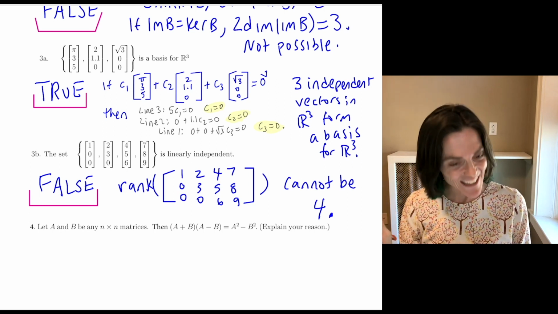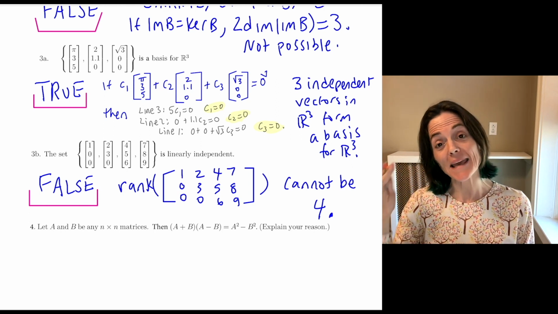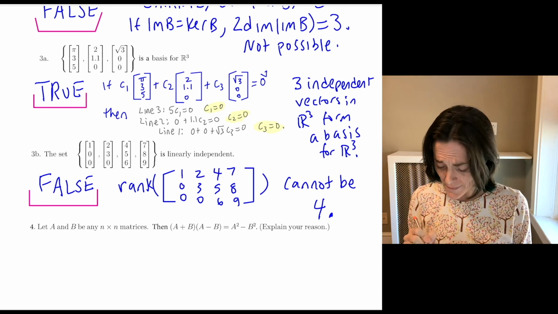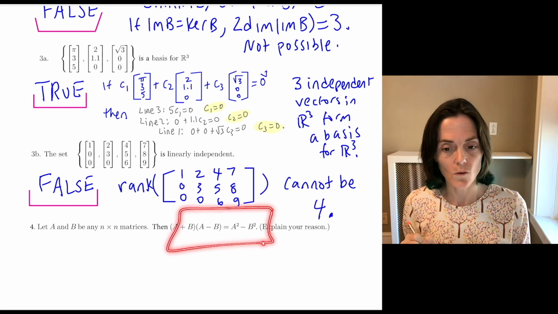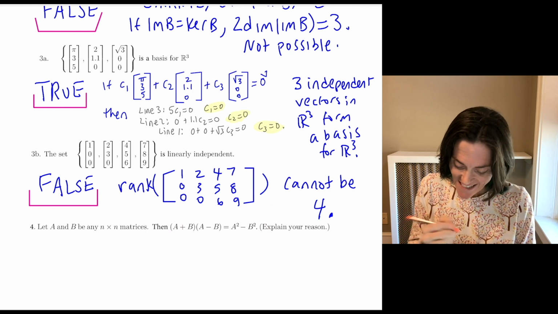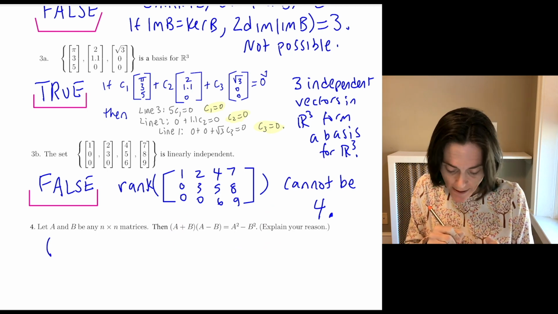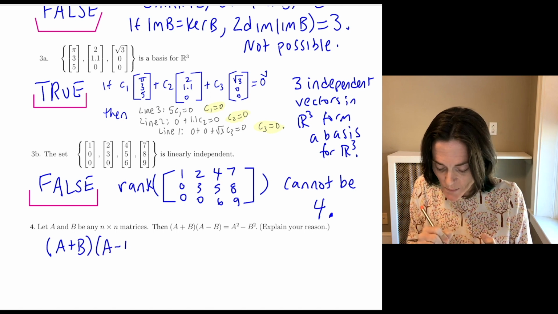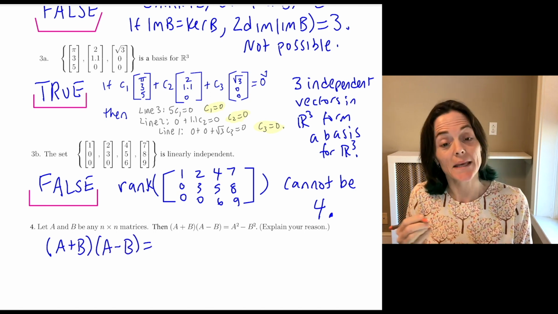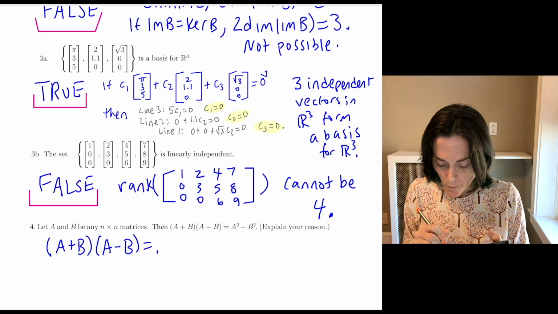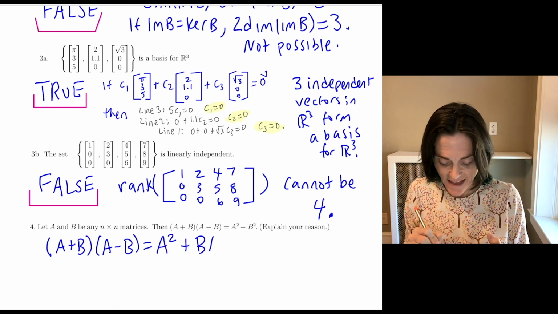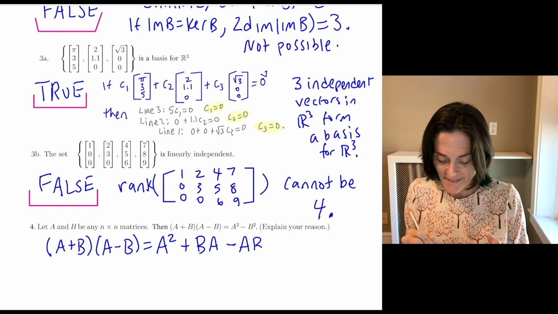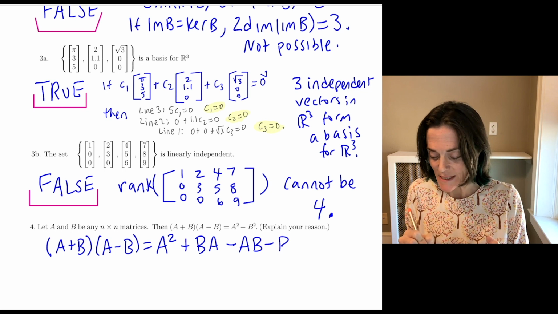Here is the 6th true false on this page and the 30th true false in this video. Last one. A, B are n by n matrices. Then this equation holds. Well, let's see. We take A plus B times A minus B. What do we get? We have A squared. We have BA. There is a minus AB. And then minus B squared.